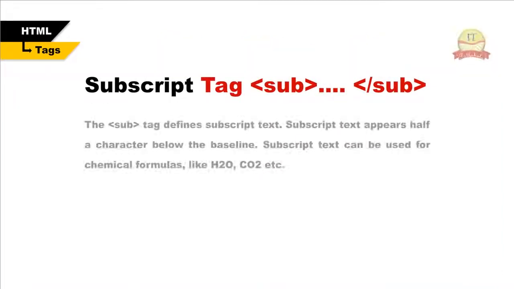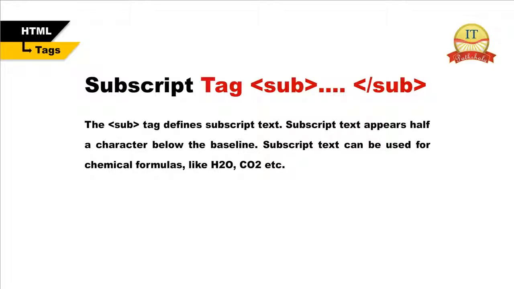Sub tag. The sub tag defines subscript text in an HTML document. Subscript text appears half a character below the baseline. Subscript text can be used for chemical formulas like H2O, CO2, etc.